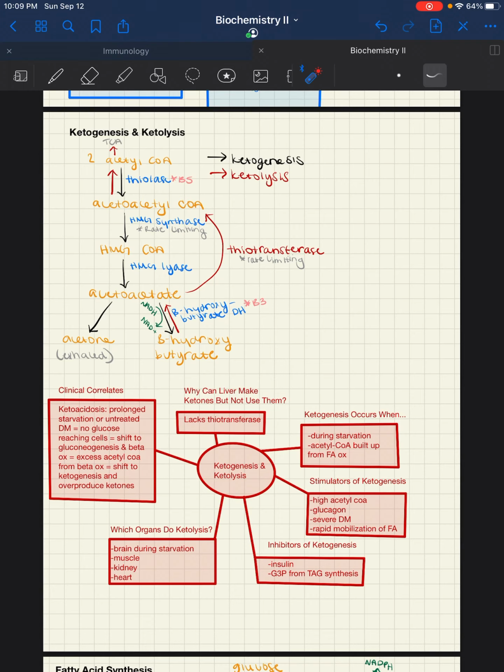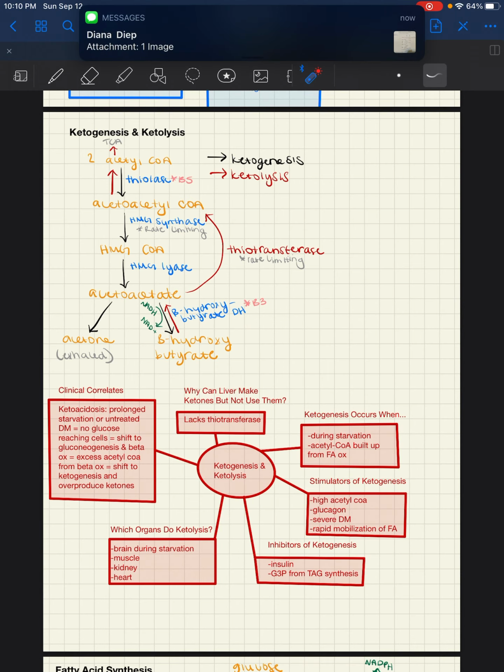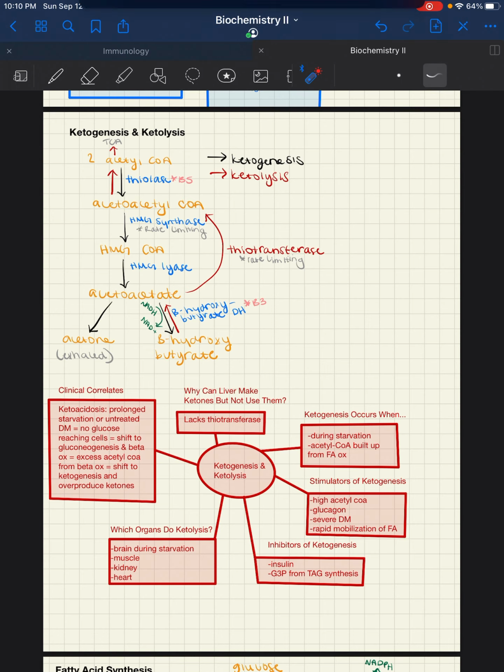Acetoacetate turns into acetone, which is exhaled, or it turns into a more usable form of ketone known as beta-hydroxybutyrate using beta-hydroxybutyrate dehydrogenase. So we know dehydrogenase enzymes are typically paired with B3, and thiolase is paired with B5. That's the pathway of making ketones.